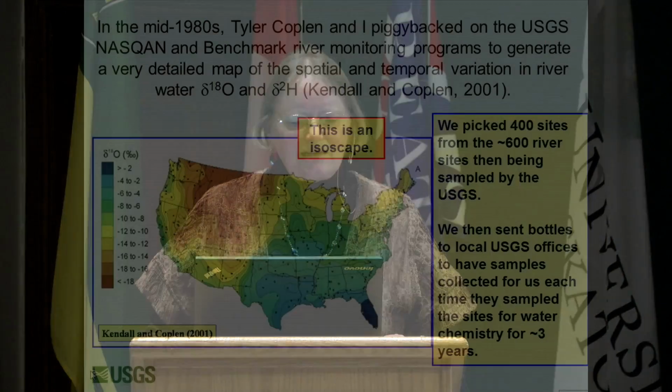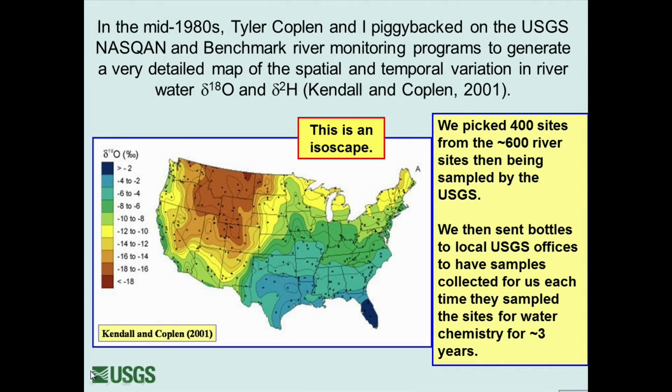the other title had the word isoscape that you might not have heard about. And isoscape is a new fancy word, which is an isotope contour diagram. And this is an isoscape. These are the classic ones you see of isotopes across the globe. But this is discharge-weighted delta O18 in rivers across the United States.